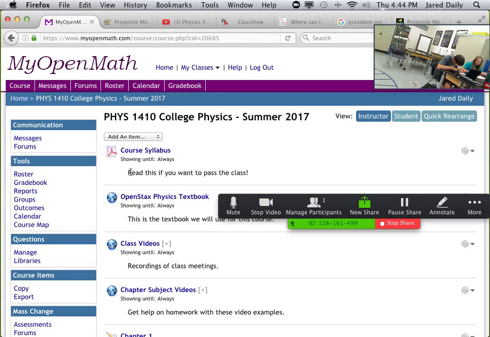Okay, now I can download the Zoom app. Minecraft.